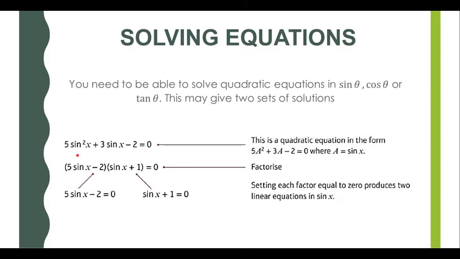For example, 5 sine squared x plus 3 sine x minus 2 is equal to 0 is a quadratic equation which we could write in the form 5a squared plus 3a minus 2 equals 0 if we let a equal sine x. We can factorise it to give us (5a minus 2)(a plus 1), or (5 sine x minus 2)(sine x plus 1) equals 0. And if we set each bracket equal to 0, we get two linear equations in sine that we then go on to solve.